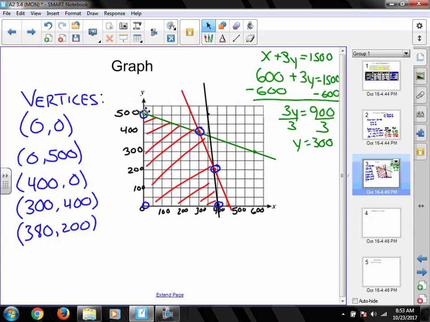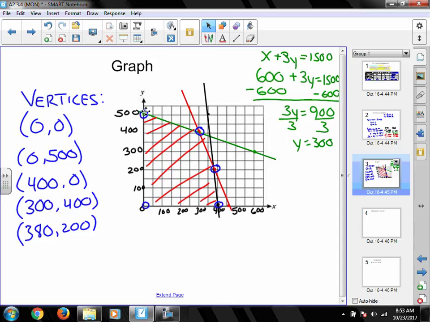How I found that was you can actually use your substitution or your elimination method to find where that point is. I would probably use elimination. I tend to lean towards that a little heavier than I do substitution. But whatever method you choose, you should get that the black and the red line intersect there. Those are all your vertices.